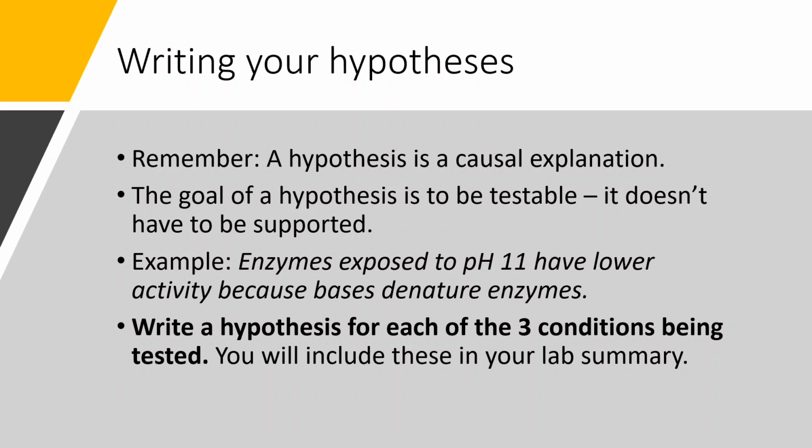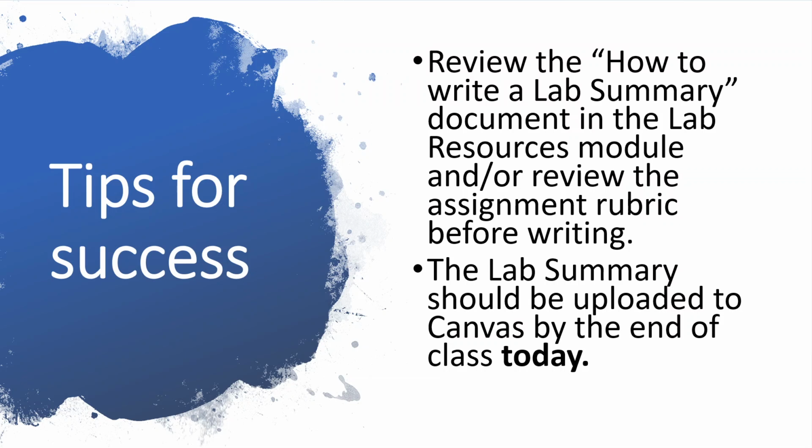For this lab, you need to write a hypothesis for each of the 3 conditions being tested. That includes salinity, temperature, and pH. These need to be included in your lab summary, so please make sure you put some thought and effort into this whenever you're writing up your hypotheses. What do you think the pH will do? What do you think the heat or cold will do? And what do you think the salinity differences will do to the enzyme activity?